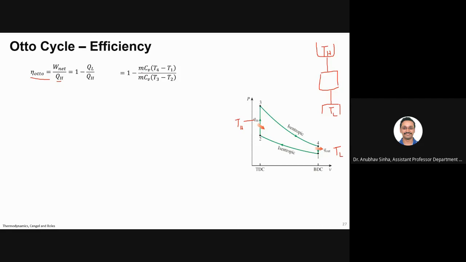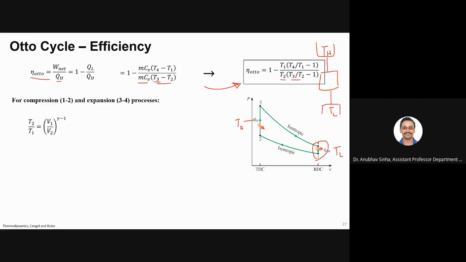QL can be written as m Cv delta T, T4 minus T1. This is QL or Q out. Similarly, QH is m Cv, at constant volume, delta T, T3 minus T2. Fine. Based on this, I can say the Otto cycle efficiency is 1 minus, after some rearrangement, that's it. I can take T1 common from here, so I have T4 by T1 minus 1, and I take T3 common from this, so I have T2 multiplied by T3 by T2 minus 1. Same thing with some rearrangement, that's all.